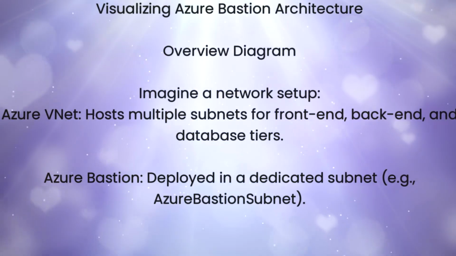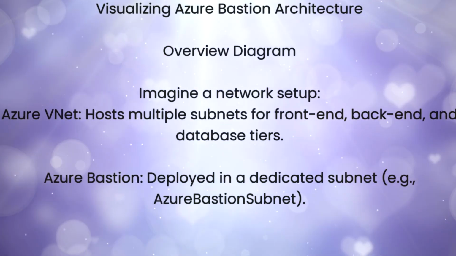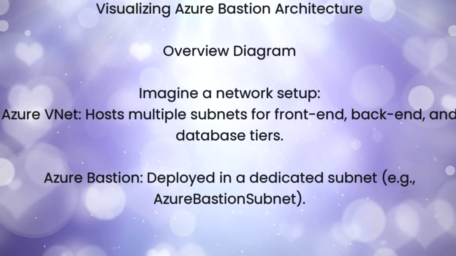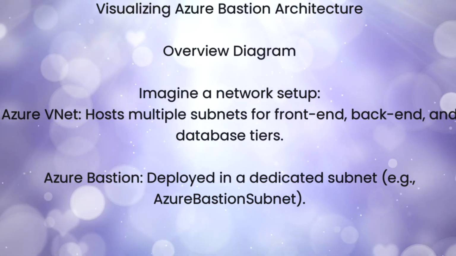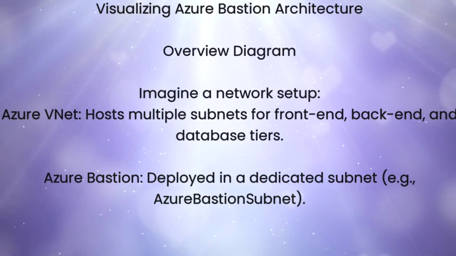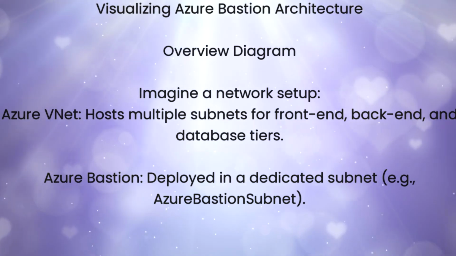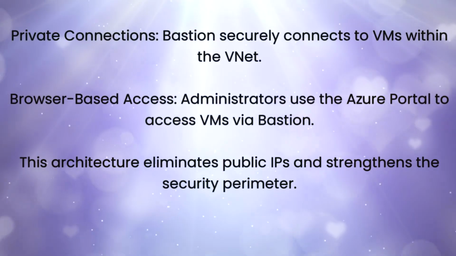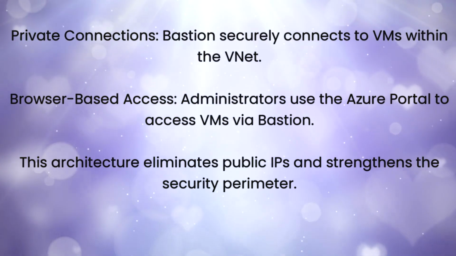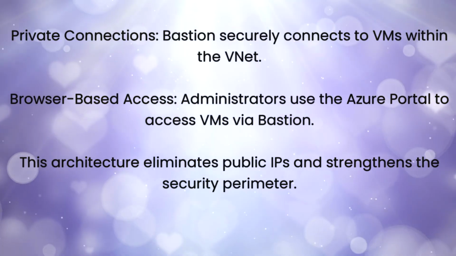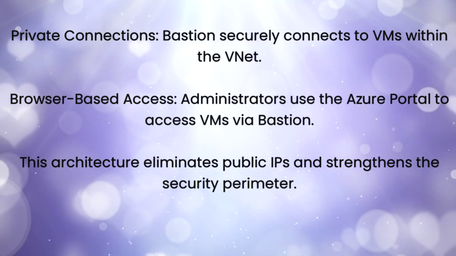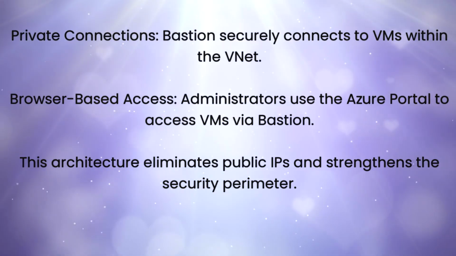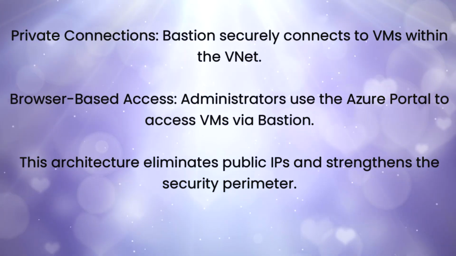Visualizing Azure Bastion architecture overview diagram: imagine a network setup. Azure VNet hosts multiple subnets for front-end, back-end, and database tiers. Azure Bastion deployed in a dedicated subnet, for example, AzureBastionSubnet. Private connections: Bastion securely connects to VMs within the VNet. Browser-based access: administrators use the Azure portal to access VMs via Bastion. This architecture eliminates public IPs and strengthens the security perimeter.